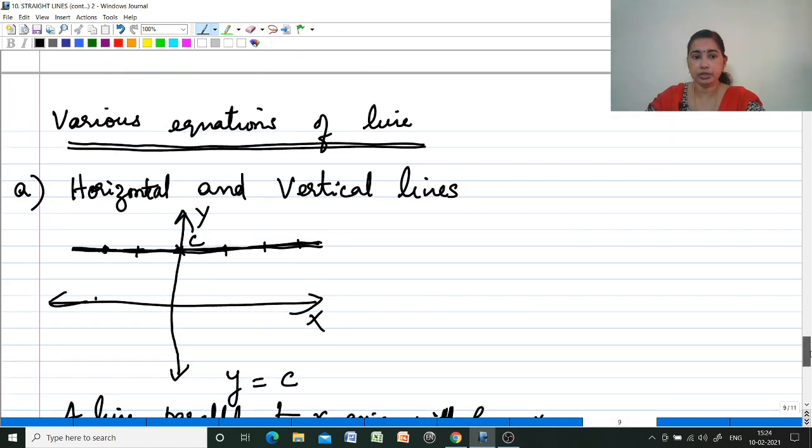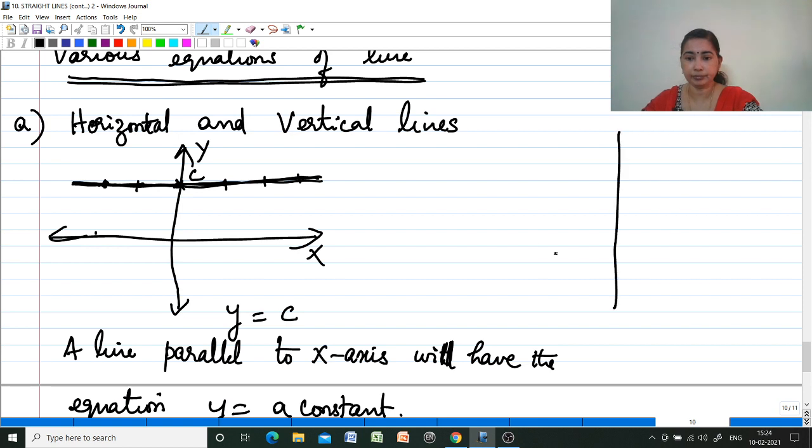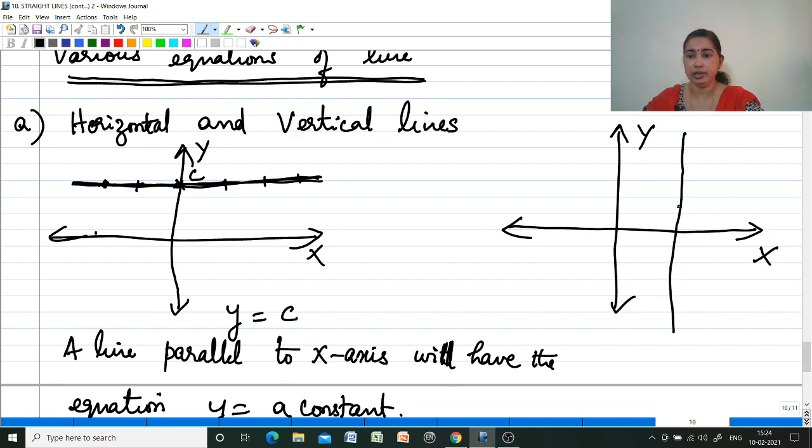Now what about the equation if it is a vertical line? Here this is the x-axis, this is the y-axis, and this is the vertical line. In this line we can see that it will be passing through a fixed point x, and throughout this entire line the x value will be constant. Suppose it is passing through x is equal to 2. This point will be 2 comma 5, this will be 2 comma 3, this will be 2 comma 0, then 2 comma minus 2, 2 comma minus 3. So throughout this line the x value will be a constant.